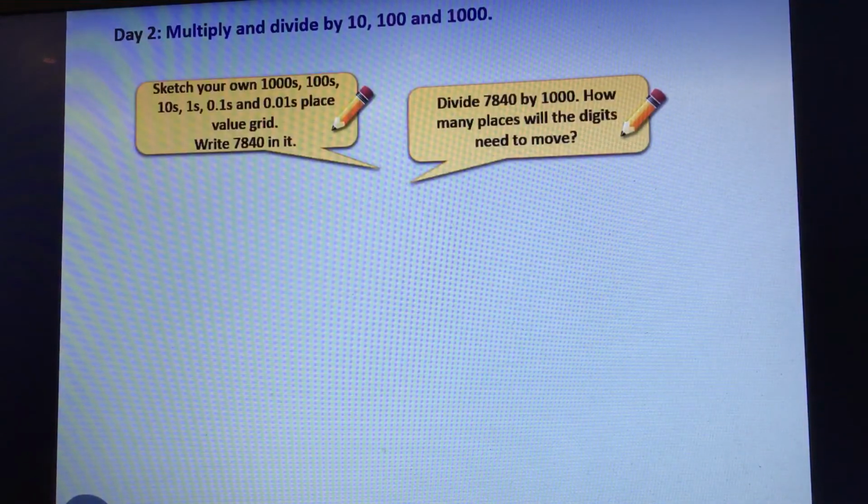All right. Now, can you very quickly sketch your own thousands, hundreds, tens, ones, 0.1s and 0.01s place value grid and write 7,840 in it. Do that now. I'll pause it. Okay, and now can you also divide then 7,840 by 1,000? How many places will the digits need to move? Try and figure that one out.